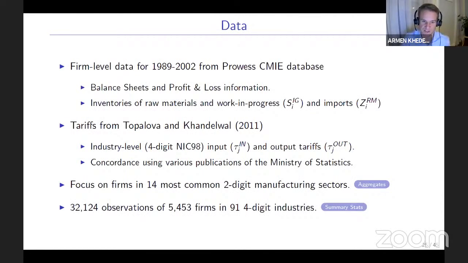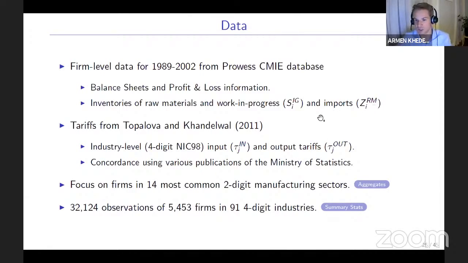All right, so the data we're using is pretty much the standard that other papers have used to study this episode. As I said earlier, it's a survey of manufacturing firms, and that includes profit and loss and balance sheet information. The main ingredients that we're using and that others haven't used are inventories of raw materials that are going to be our proxy for the amount of inventories that firms hold of their inputs.